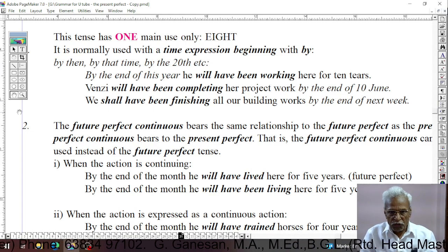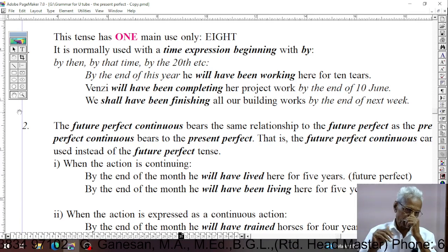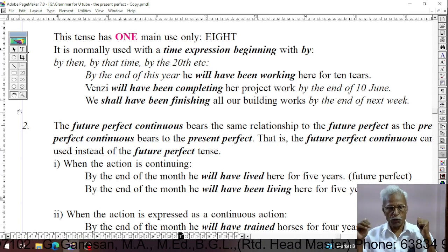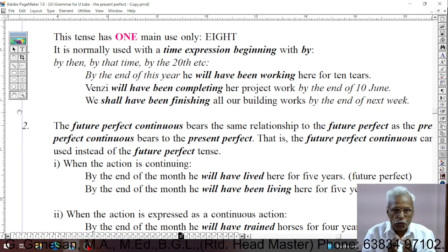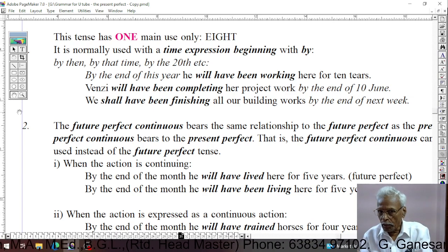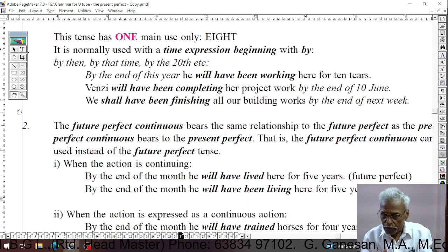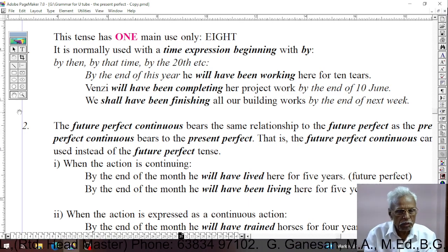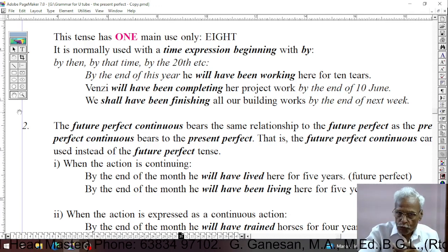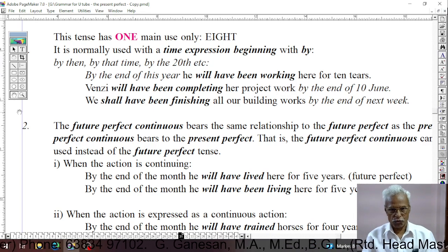We shall have been finishing all our building works by the end of next year. By the end of next week, we shall have finished our building works. By the end of next week, we shall have been finishing. That is future perfect or future perfect continuous. Both tenses can be used.